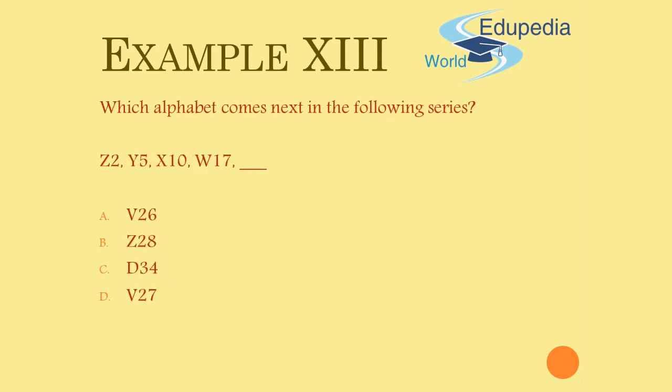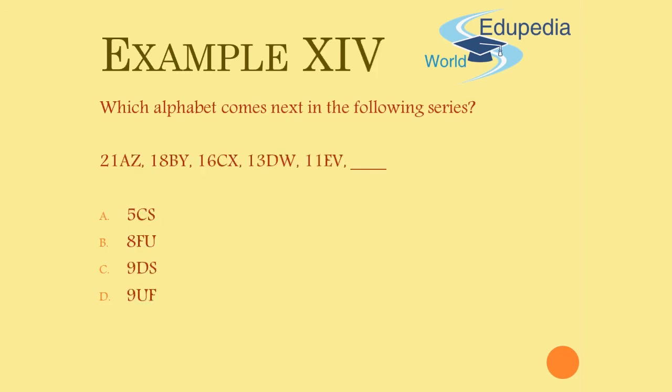Z2, Y5, X10, W17. This is pretty straightforward. If you take a look at the letters, you are moving back, Z, Y, X, W, so this will be V. And the numbers, what is happening over here? You have 2 to 5, so that's a gap of 3. Then 5 to 10, a gap of 5. Then 10 to 17, a gap of 7. So I'm increasing the gap by 2. The gap was 3 over here, then it is 5 here, it is 7 here. So over here the gap should be 9. So 17 plus 9 is 26. So my answer will be V26.